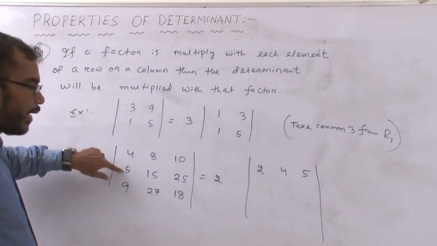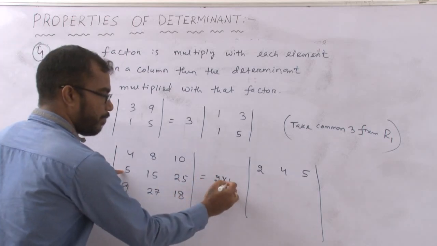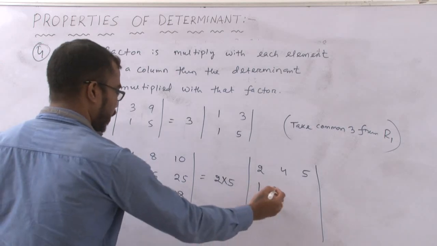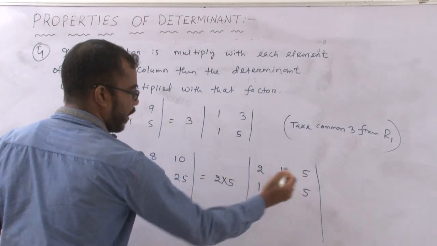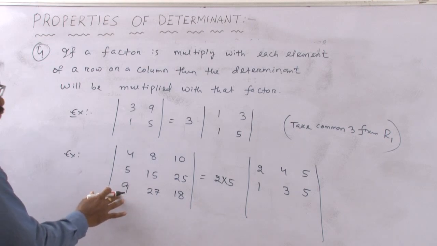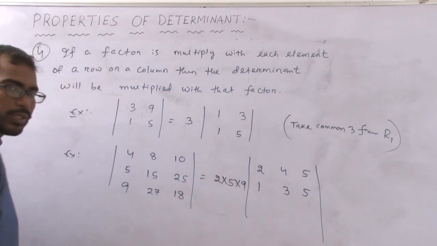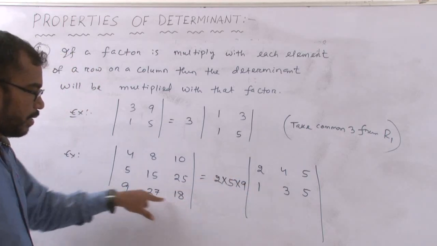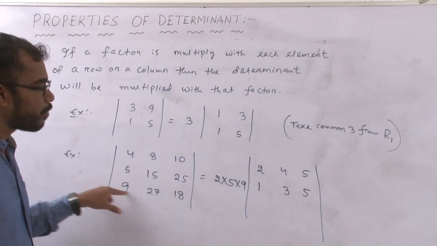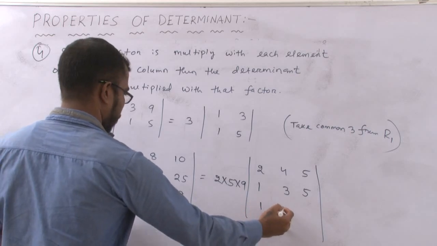Similarly, we take common 5 from R2, so we can write 1, 3 and 5. Similarly, from the third row we take common the maximum, 9. So we take common 9 from R3, and we get 1, 3.